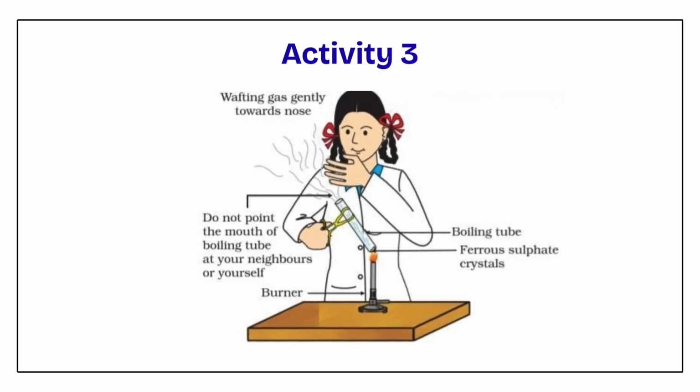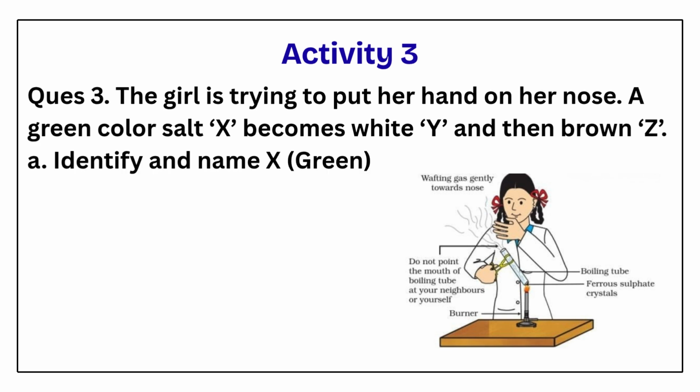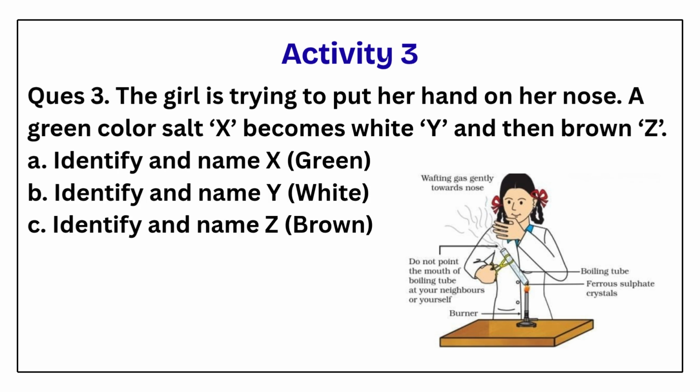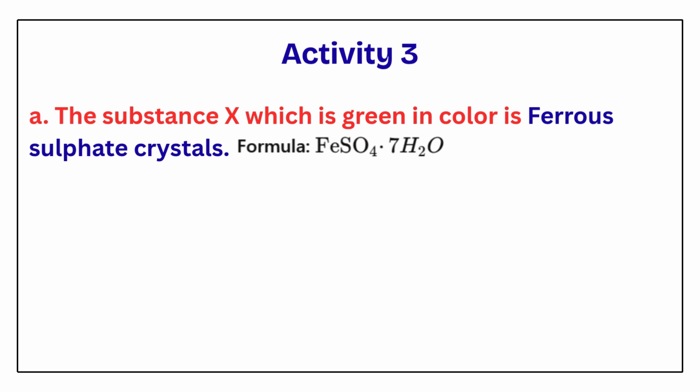Activity number 3. This is the third very important activity of the chapter where the girl is trying to put her hand on her nose. Here a green colored salt X becomes white and then brown. So name the three substances, the X which is green colored, the Y which is white colored and the Z which is brown colored. Also write the chemical reaction, identify the type of reaction and explain why that smell is there in this reaction.